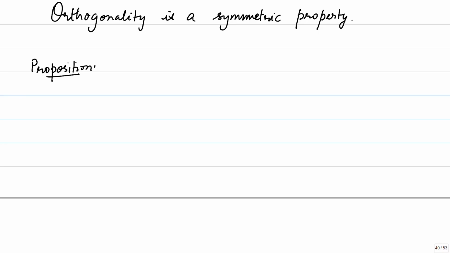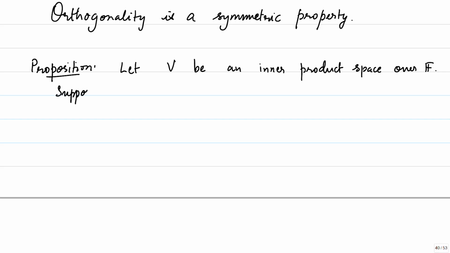So let V be an inner product space over F. So it could be a real inner product space, or a complex inner product space. This theorem holds for both the cases.